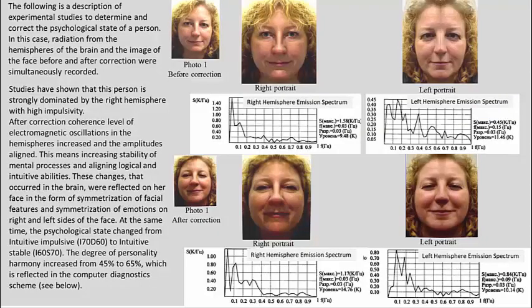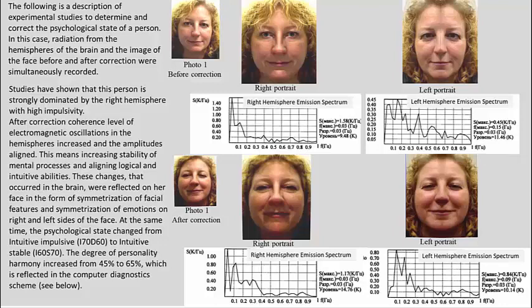Here is an example where signals from the brain and the face were simultaneously recorded. As you can see, the signals in the hemispheres are very different before the correction. This is reflected in the face, and the two portraits are also very different, both in form and in emotions. After the correction, the signals in the hemispheres became consistent with each other. This was reflected on the face and the two portraits became similar to each other, in form and in positive emotions.